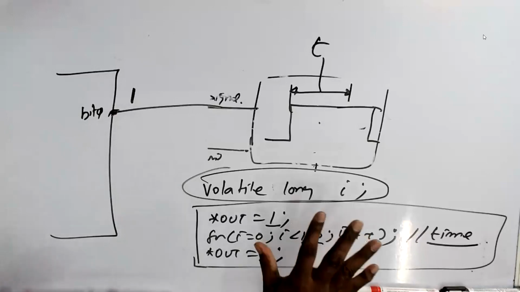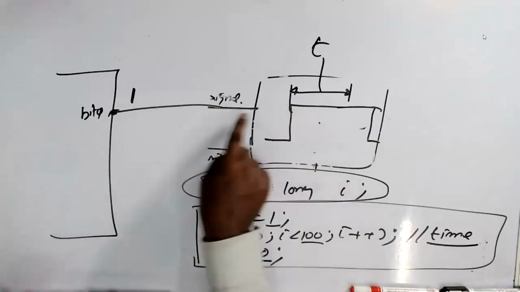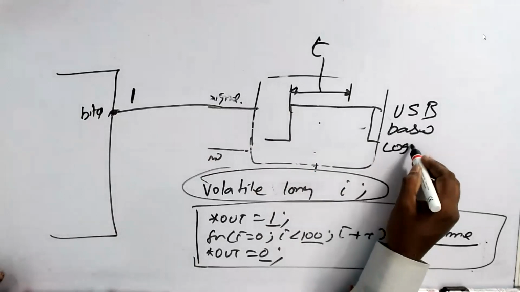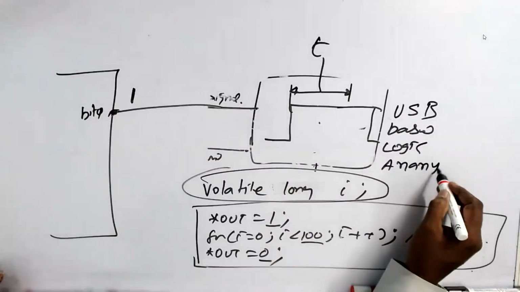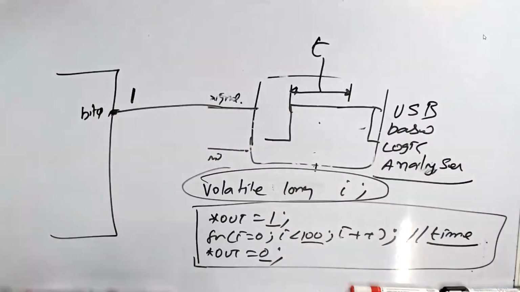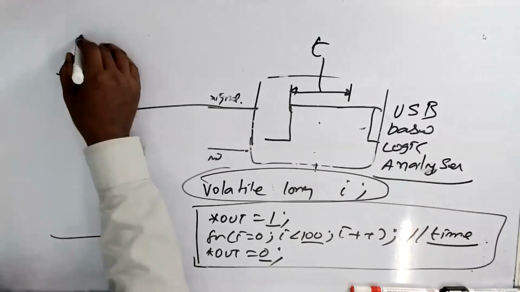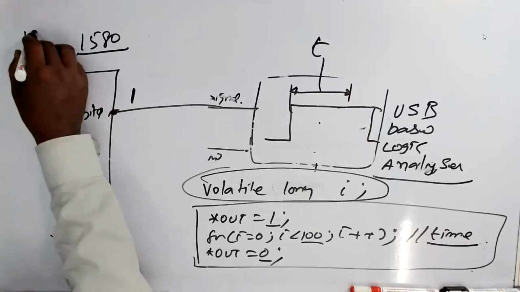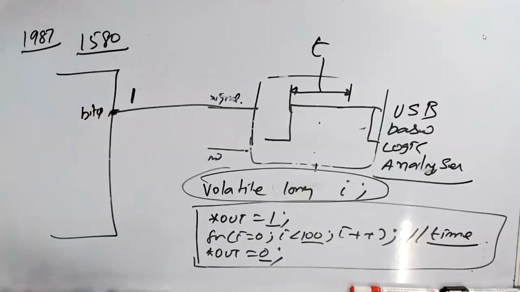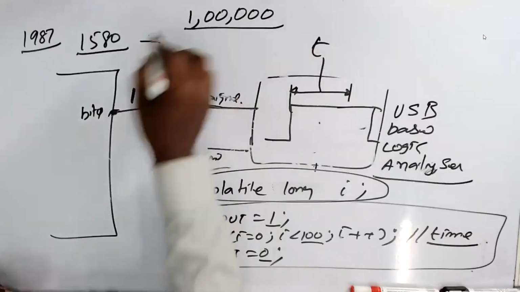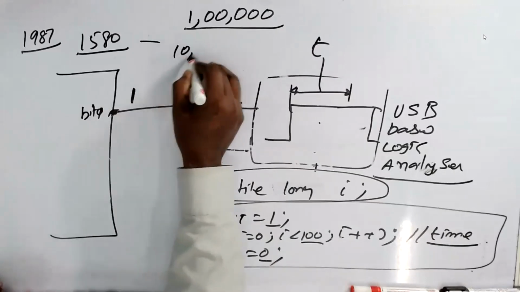But to understand that, this USB based logic analyzer will be helpful to you. I'll give you a small comparison. When I joined HCL after my MTech, my salary was 1,580 rupees. How much? 1,580 rupees. I was a senior engineer. That was the salary in 1987. But in those days, a computer cost about 1 lakh, and a logic analyzer cost about 10 lakhs. Think of it.